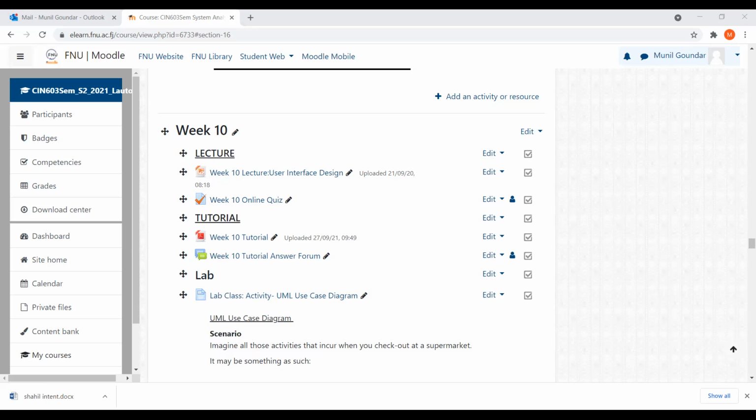Next question. Differentiate between detailed report, exception report, and summary reports.